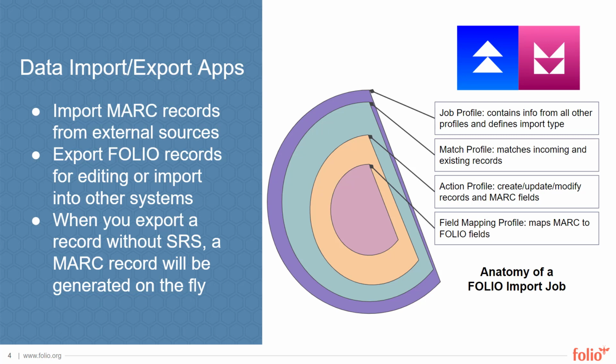A job profile is like a recipe that tells Folio exactly what to do with the records you import. As you can see in the diagram on the right, a job profile is defined by three other profiles. A match profile that tells Folio how to determine matches between new and existing records, an action profile which tells Folio what changes to make in Folio or to the MARC you're importing, and a field mapping profile which maps MARC to Folio fields. A job profile can have multiple match and action profiles associated with it.